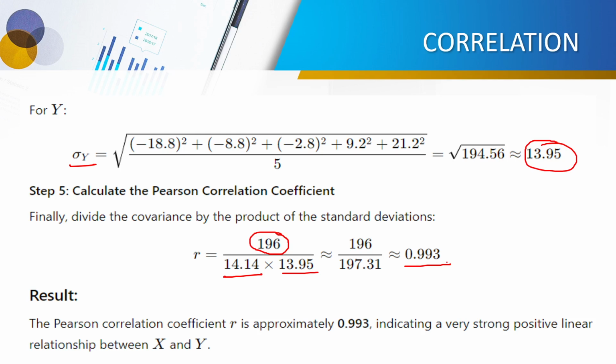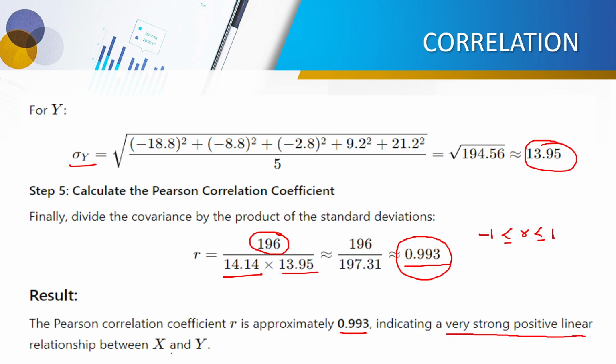So what can you conclude from this? What is the range of this R? R is in the range of -1 to 1. This value is closer towards 1. So that's why they mentioned here: see here, the Pearson correlation coefficient R is approximately 0.993, indicating a very strong positive linear relationship between x and y. This is the conclusion we have.